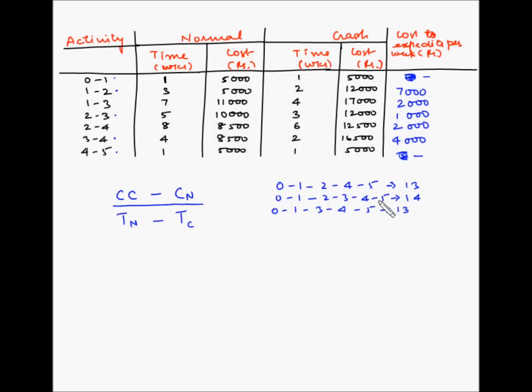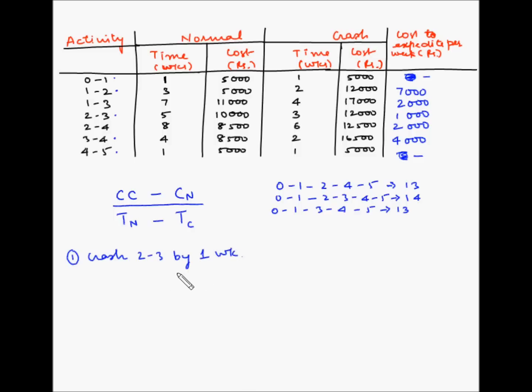Now let's find out if it is possible to crash this activity 2, 3 by 1 week. So the normal time is 5 weeks and the crash time is 3 weeks. So definitely it can be crashed by 2 weeks. So let's crash the activity 2, 3 by 1 week. So the first one is crash 2, 3 by 1 week.